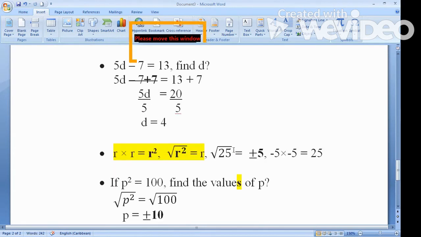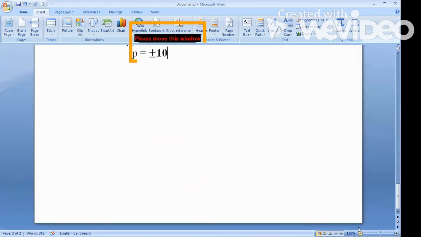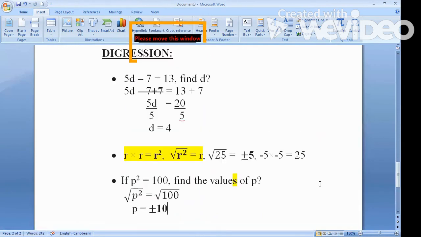Sir, are you going on to quadratics now, sir? Oh man, we're doing matrices. Show the positive and the negative. That's why I asked that, but you learn it from algebra, not true? Yes, sir.